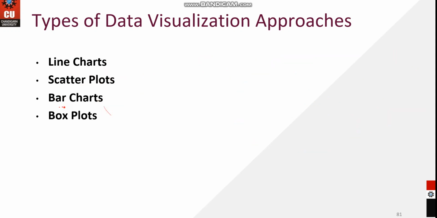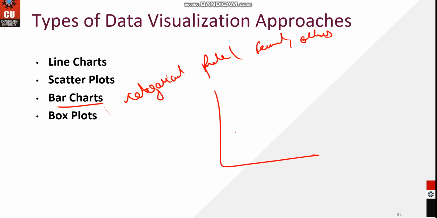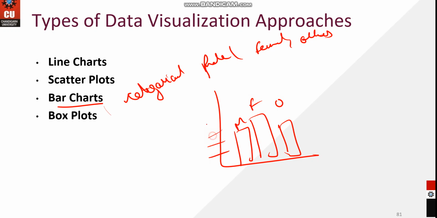The next one is bar charts. Bar charts are a common way of displaying categorical data. Suppose we have categories like male, female, and others, then they can be represented using a bar chart like this, where we have male, female, and others over here. The ratio of male to female is represented along here. The height of the bar indicates the frequency or the proportion of a particular category in the data. They are useful in comparing various categories.